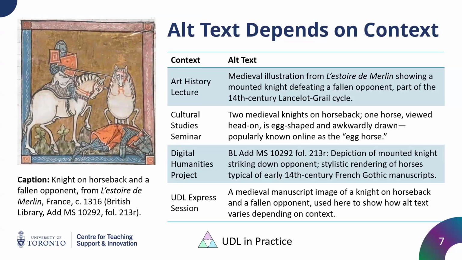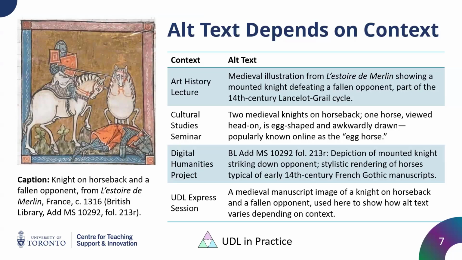For a digital humanities project, it's definitely important for our participants to know where this image actually comes from. So here, British Library Add manuscript 10292, folio 213 recto becomes critical information to include in the alt text, and then a brief description of the iconography: depiction of mounted knights striking down opponent, stylistic rendering of horses typical of early 14th century French Gothic manuscripts.